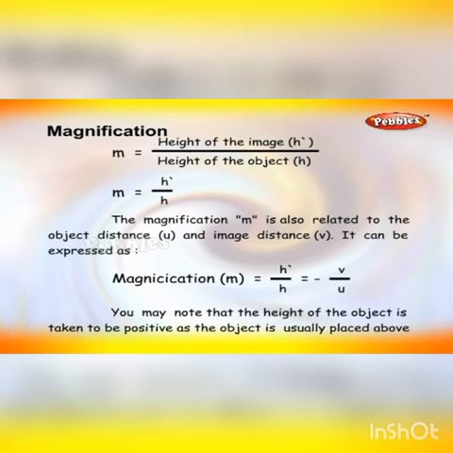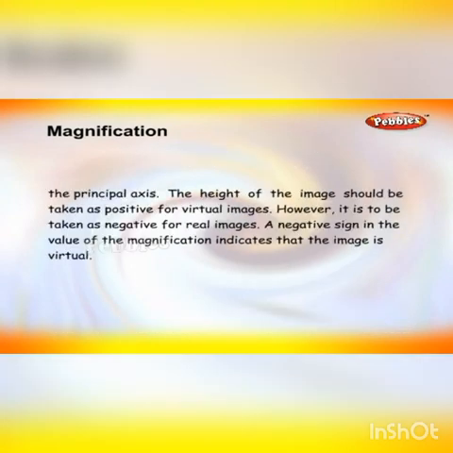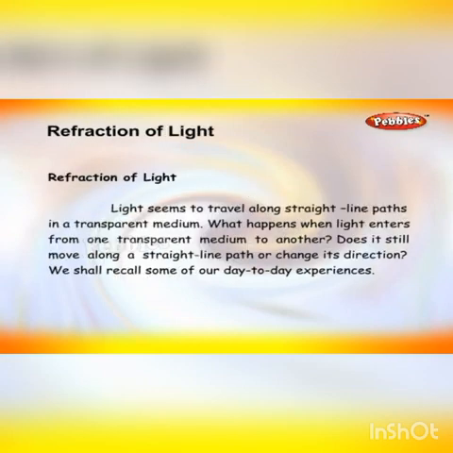by u. You may note that the height of the object is taken to be positive as the object is usually placed above the principal axis. The height of the image should be taken as positive for virtual images. However, it is to be taken as negative for real images. A negative sign in the value of the magnification indicates that the image is real.